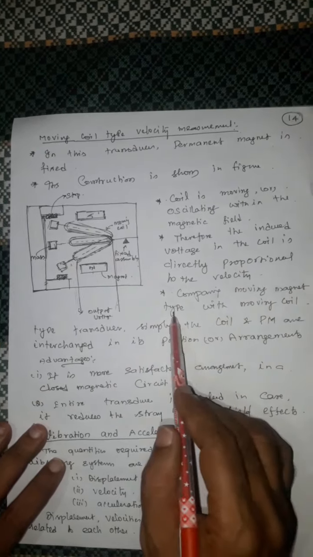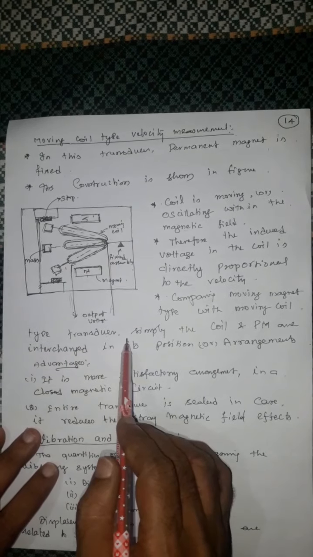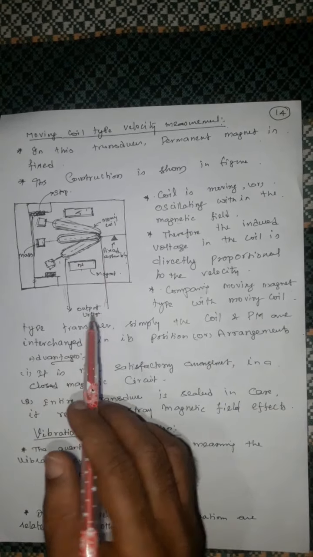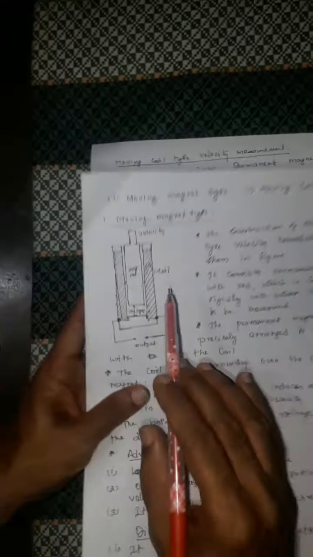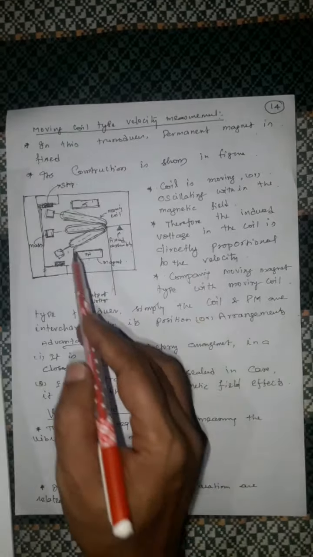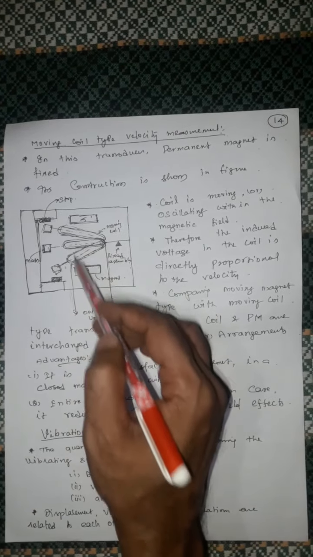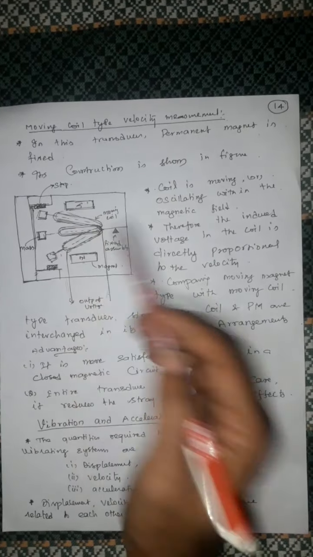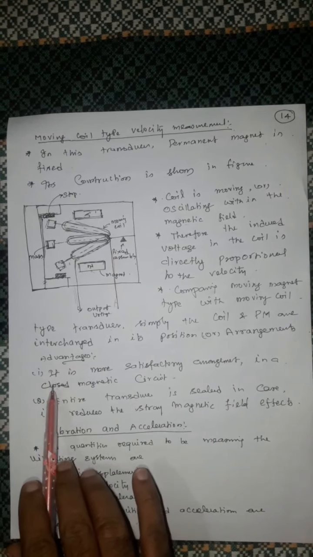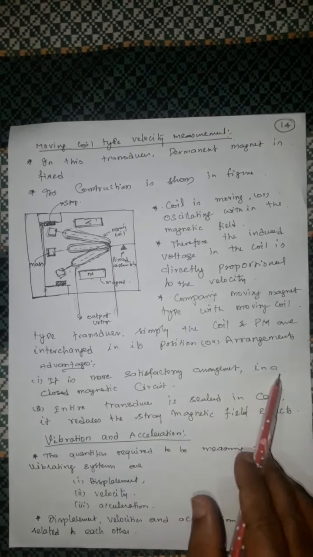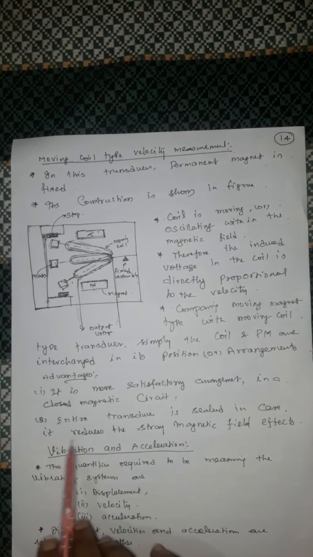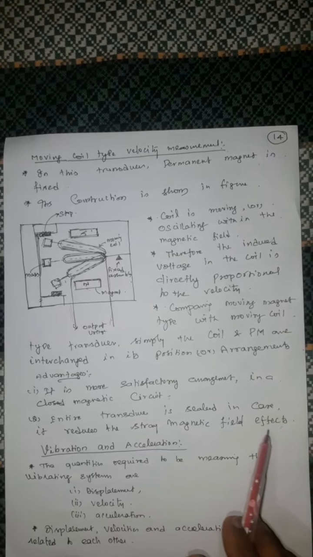Comparing the moving magnet type with the moving coil type, simply the coil and permanent magnet are interchanged. Here the magnet is moving and the coil is permanent. Here the coil is moving and the magnet is permanent. Just an interchange in position or arrangement. Advantage: it is a more satisfactory arrangement in a closed magnetic circuit. The entire transducer is sealed in a case. It reduces the stray magnetic field effect.